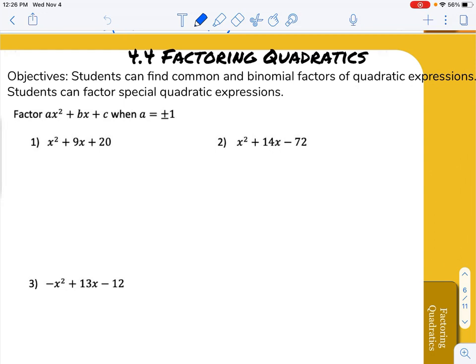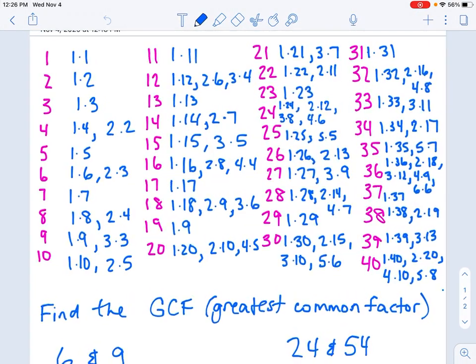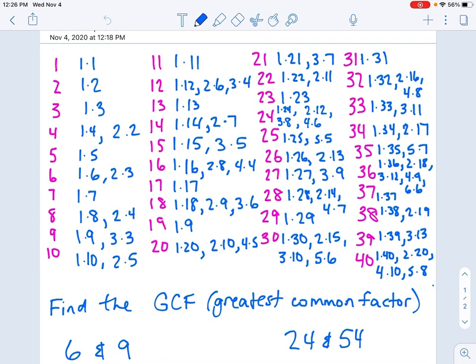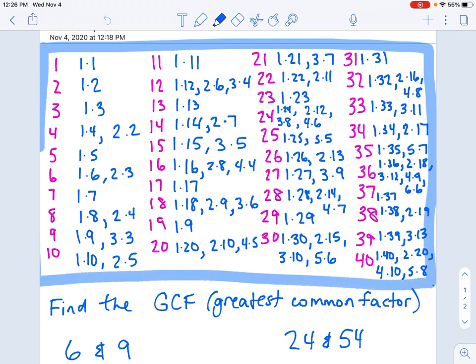So before we jump into these, we are going to look at something that I just created over here. What is on this slide, I like to call a factor chart. You can also look up one of these to use on your homework. You won't be able to use it on tests, but it's pretty helpful just to get yourself in the right mindset and know what you're looking for.